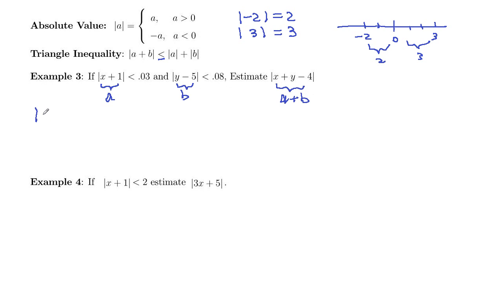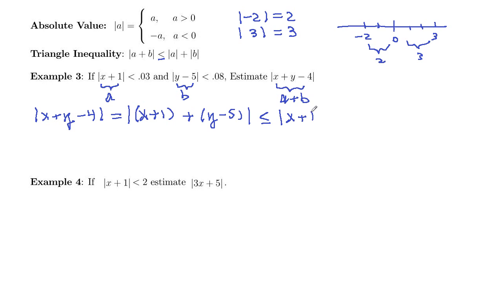So notice that the absolute value of x plus y minus 4 is equal to the absolute value of x plus 1 plus y minus 5. Right? X plus y, positive 1, negative 5 gives us negative 4. So then the triangle inequality says that that absolute value is less than the separate absolute values summed. So absolute x plus 1 plus absolute y minus 5.